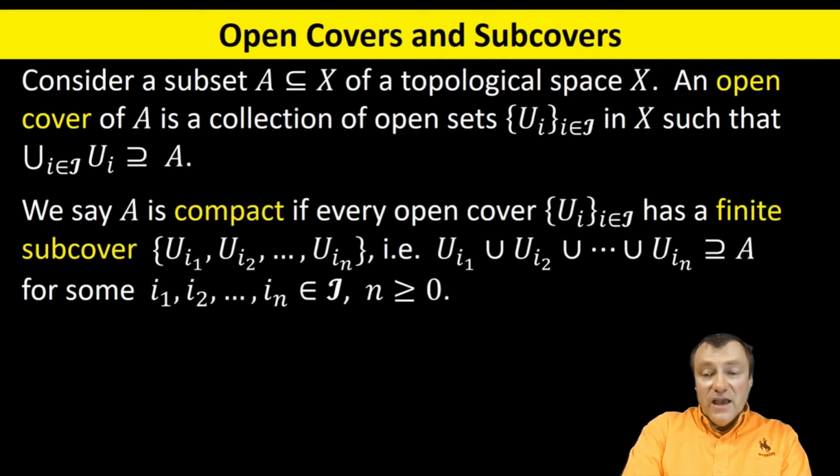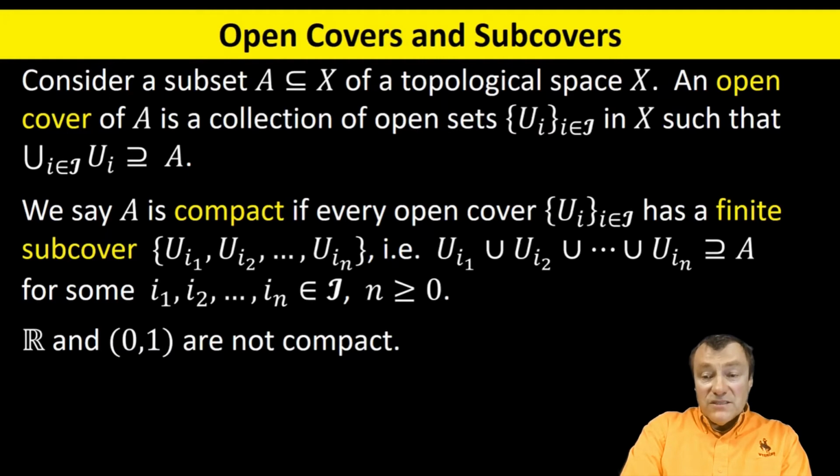We say that a set A is compact if every open cover of A has a finite subcover. This means that given any open cover of A, possibly with infinitely many open sets, I can throw away most of them or some of them, leaving me with just a finite number of open sets from my original collection that still cover A. This is a bit of a mouthful, but once again, an important concept. Stop the video and think about this definition. And in a moment, we'll look at examples.